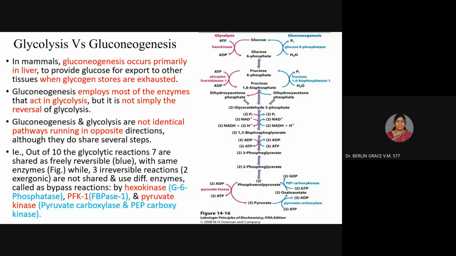So like this, gluconeogenesis is not an identical pathway running in opposite direction, but it shares some of the reactions of glycolysis, and it is reciprocal to glycolysis. Gluconeogenesis is reciprocal to glycolysis. So these enzymes, mainly these 3 enzymes, undergo regulation. The allosteric regulation happens for these 3 steps.